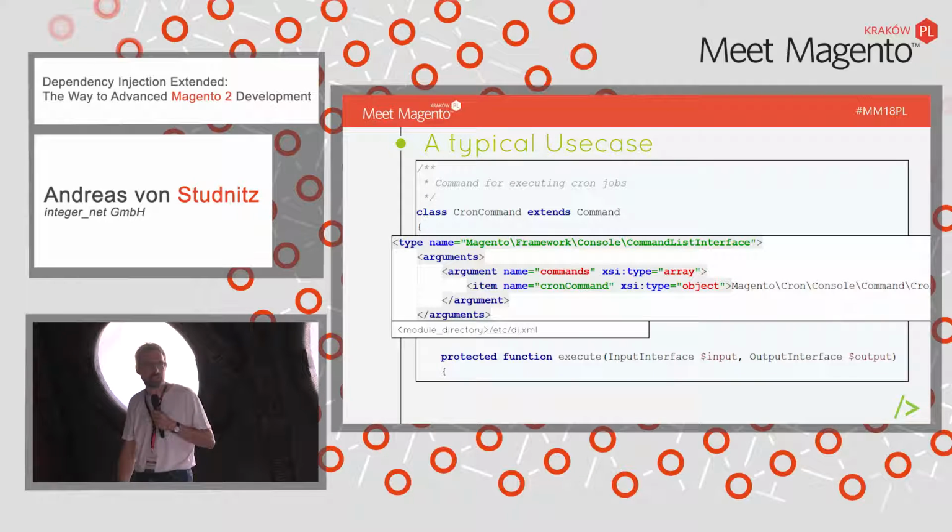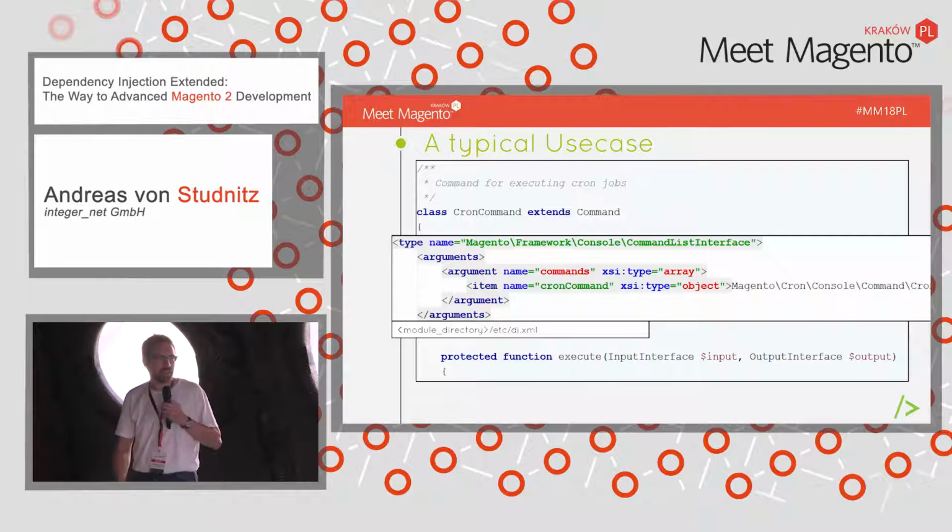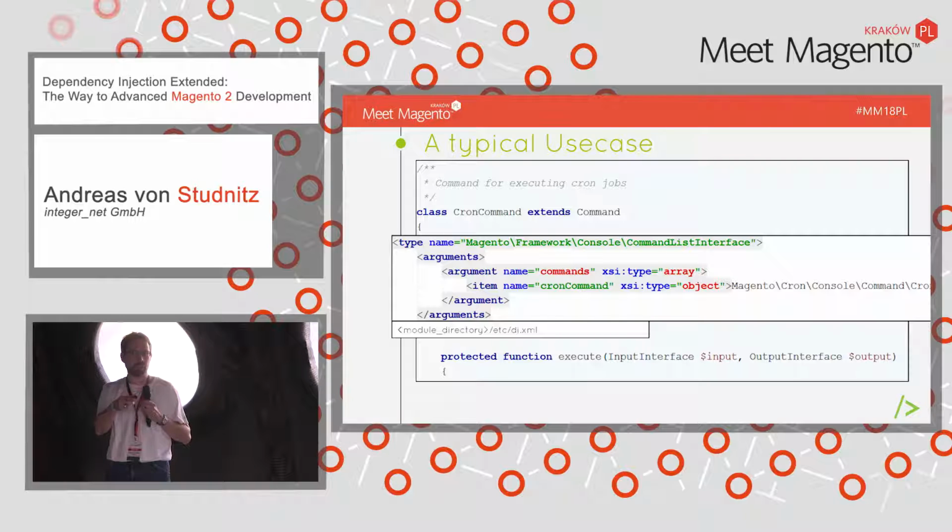Therefore, we are using the arguments. There's a special type, the command list interface and its implementation, which has an arguments node with one argument named commands. And this commands argument is an array of objects. This syntax happens in many modules. Every module which implements its own command has such a section in the DI.XML. And everything gets merged together in the end, like Magento does merging of XML files.